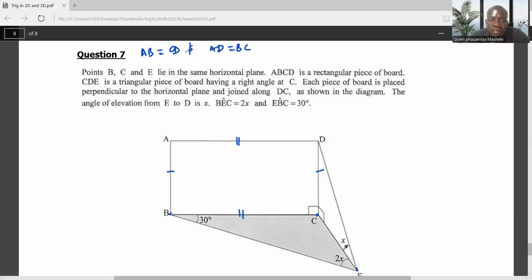Okay? CD is a triangular piece of board having a right angle at C. Each piece of board is applied perpendicular to the horizontal plane and joined along DC. As shown in the diagram, the angle of elevation from E to D is X. So we're given this angle here, it's X. Angle BEC is 2X. Okay, so what we're going to do, let's isolate this.